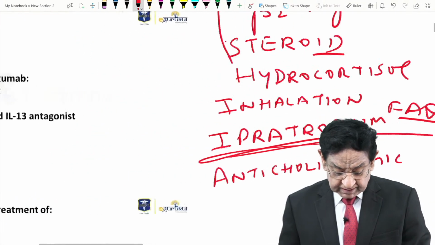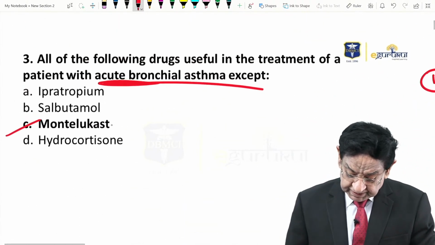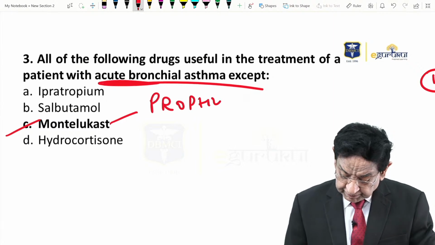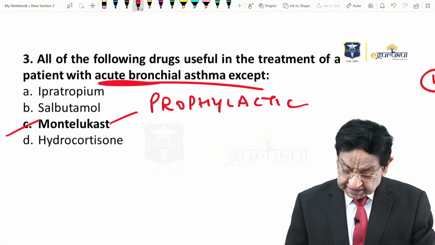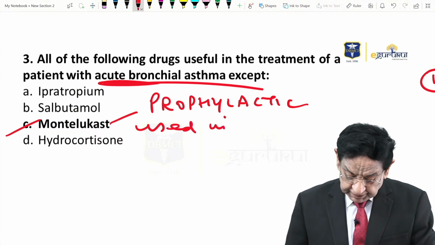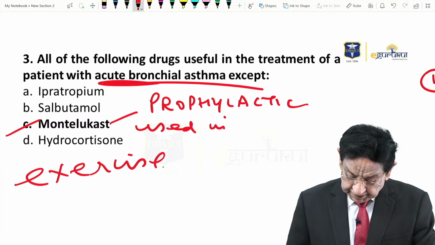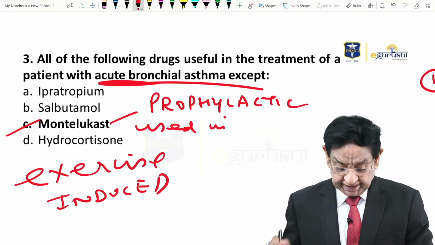Montelukast is a drug that we use as a prophylactic drug. It's especially used in exercise-induced asthma. It's not used in acute attack.